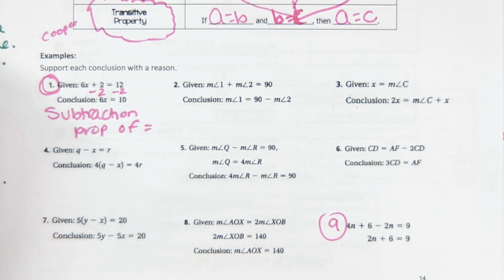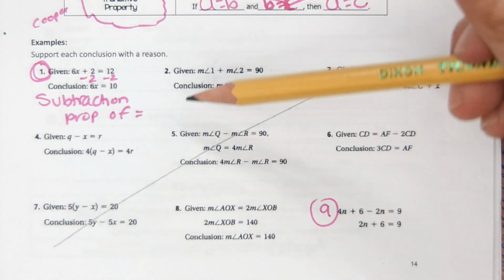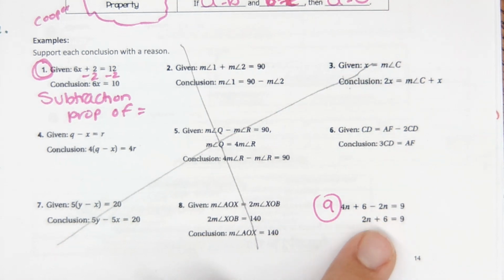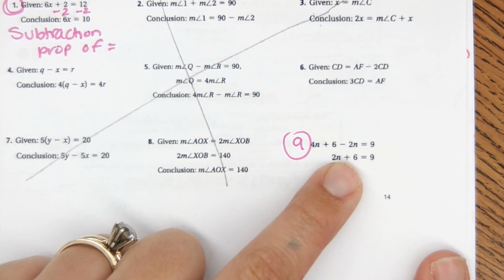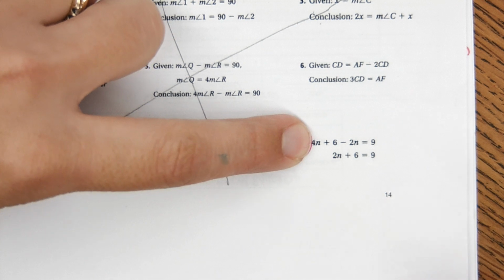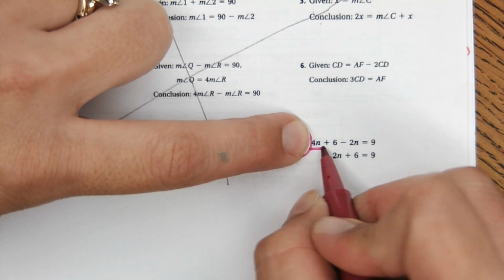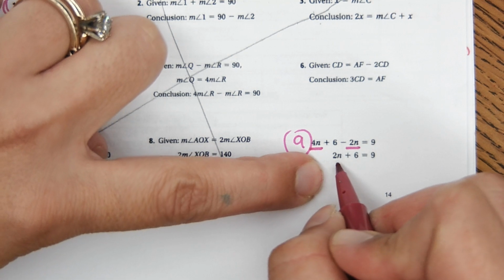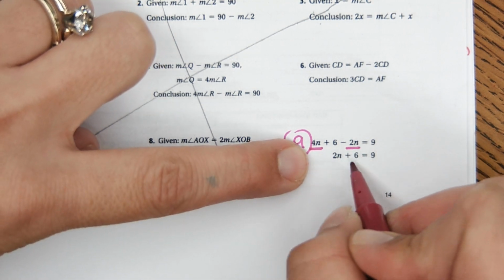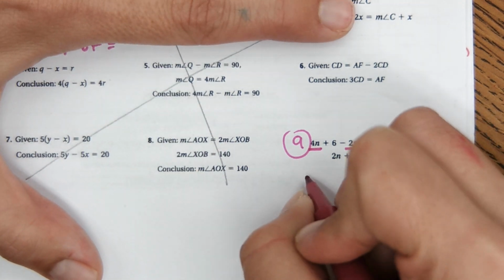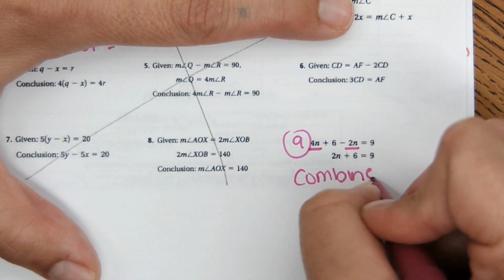And then, like I said, we're not going to go through each of these examples. There's plenty more examples on the next page. But number 9, it says 4n plus 6 minus 2n equals 9. They combine the like terms to get 2n plus 6. So 4n minus 2n is 2n here. So the reason here would be combine like terms.